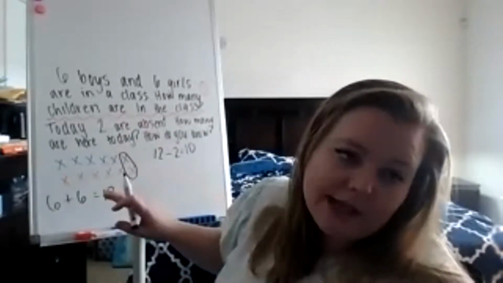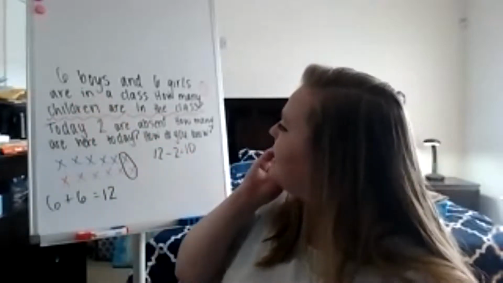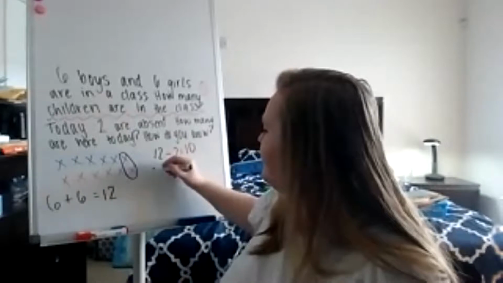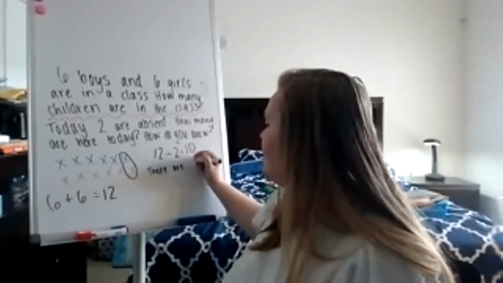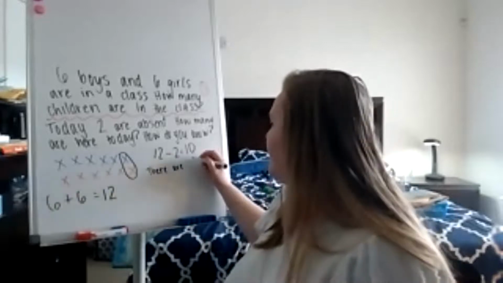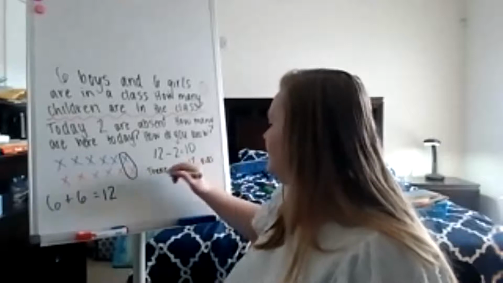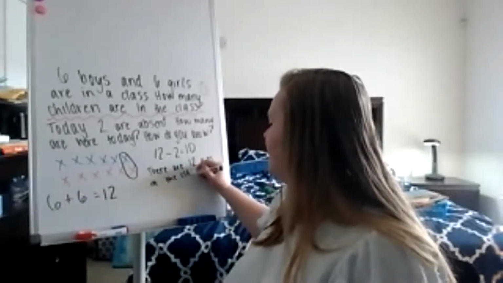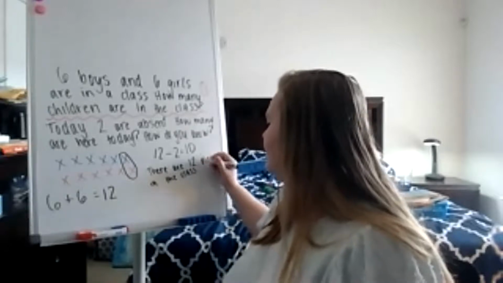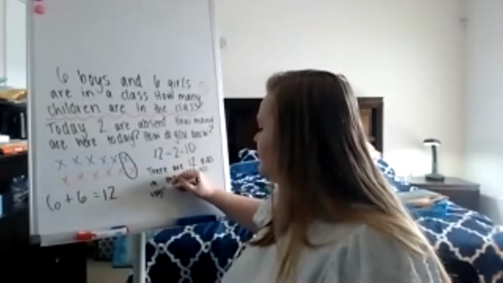Let's double check that we answered every question. 6 boys and 6 girls are in a class. How many children are in the class? So I'm going to write there are, we said altogether there are 12 kids in the class all together.